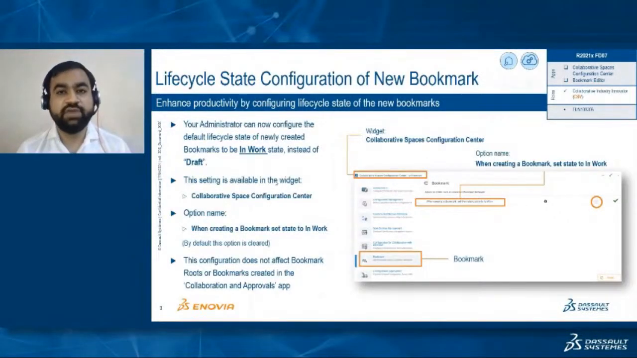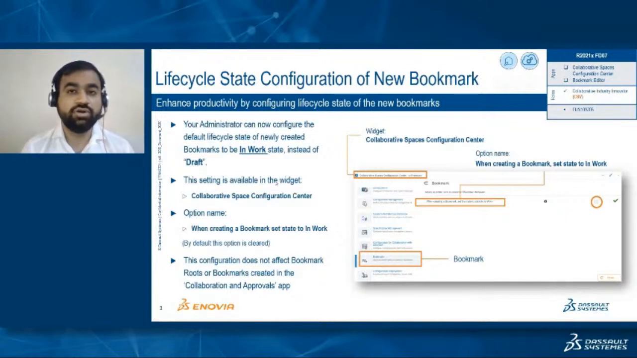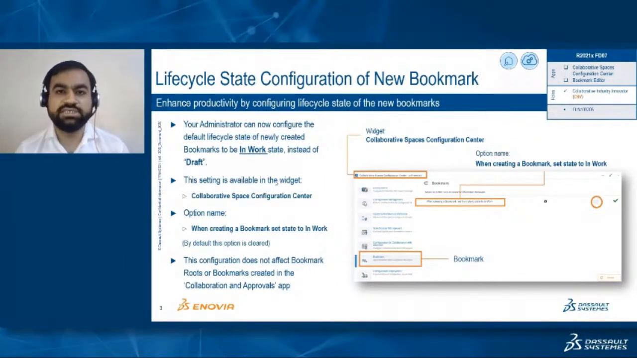With this enhancement, your administrator can now configure the default lifecycle state of newly created bookmarks using the Collaborative Spaces and Configuration Center widget. You can see by default this checkbox is clear and newly created bookmarks are created in draft state. When this checkbox is selected, newly created bookmarks are created in in-work state. However, it is important to note that this configuration does not affect the bookmark root or bookmarks created in the Collaborations and Approvals app.